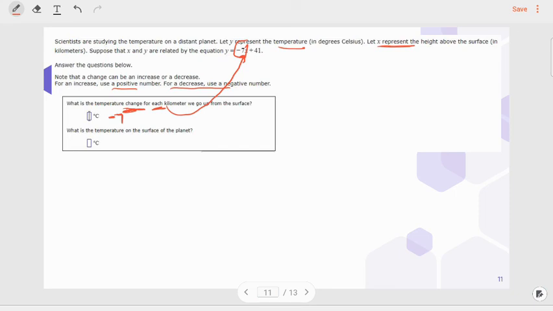What is the surface temperature on the planet? Well, surface temperature means that I'm not going any, I'm going 0 high. I'm going to plug 0 into this height. -7 times 0 is 0. And my surface temperature is 41.